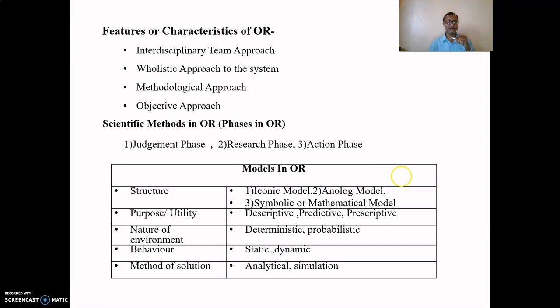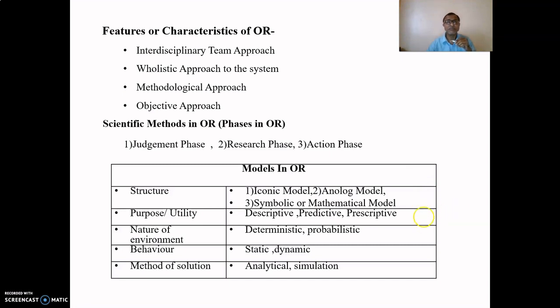analog model. Another example: whenever you want to show a water source on the map, it is represented by the blue color. Or when you see the different yellow strips in the industry, that is the path followed for the travel of material handling.